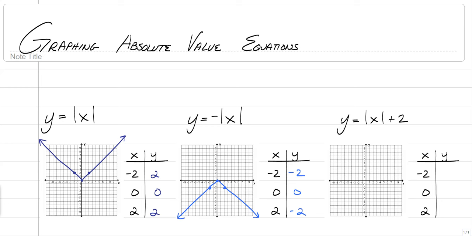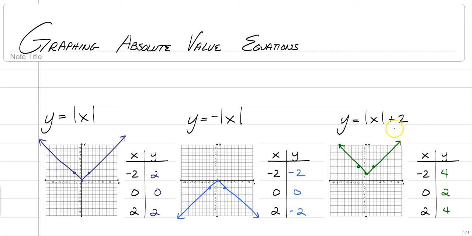Okay? Now let's talk about the absolute value of x, but we're going to add 2 to the end. So the absolute value of a negative 2 is 2 plus 2 is 4. The absolute value of 0 is 0 plus 2 is 2. The absolute value of a 2 is 2 plus 2 is still 4. So we'll plot those: negative 2, 4, 0, 2, and 2, 4. And what you can see happened is we just shifted the V up by 2 units. Everything got shifted up 2 places.